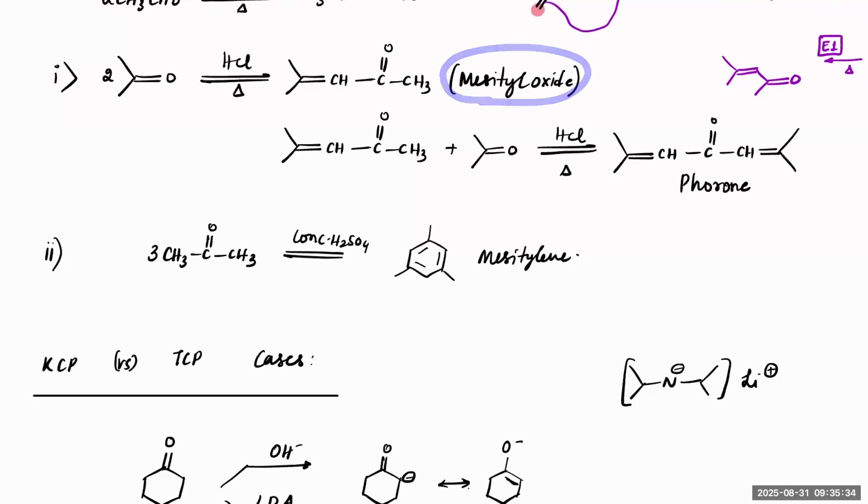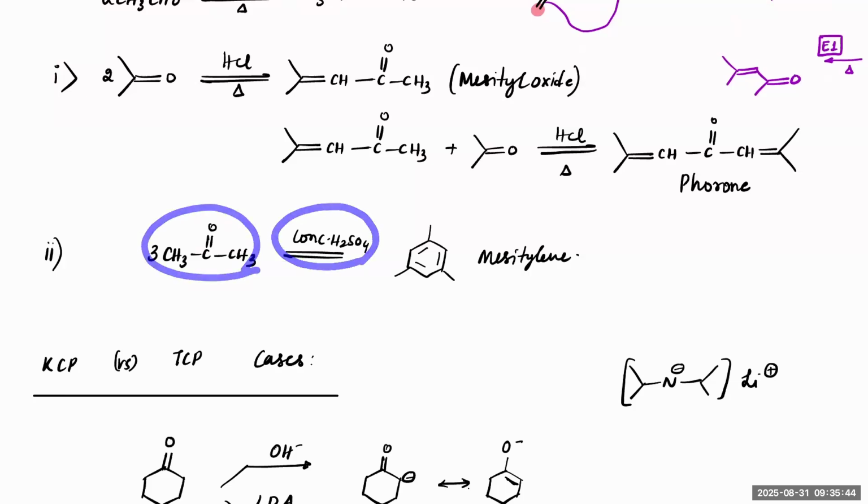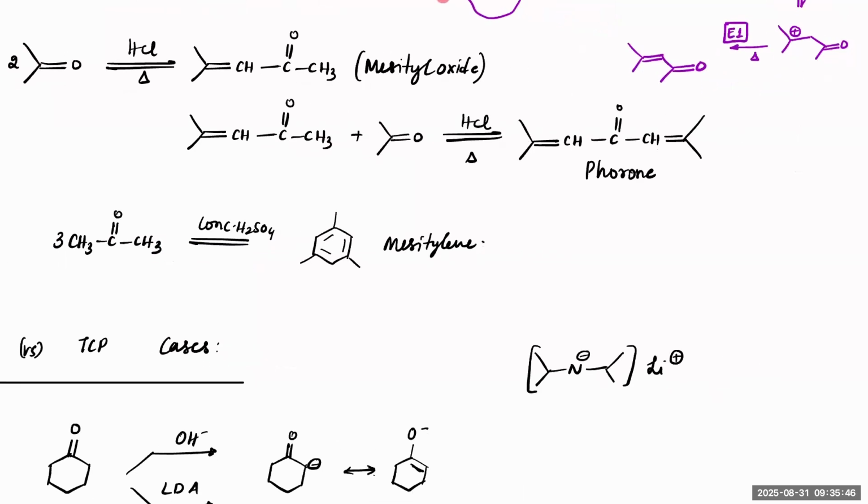mesityl oxide. Now, in case I use 3 moles of acetone but with concentrated H2SO4, in concentrated H2SO4 you will not get any keto form like this. You will directly get mesitylene. Okay. So the group will be like this.